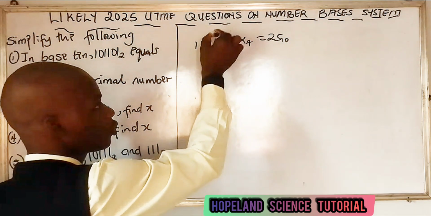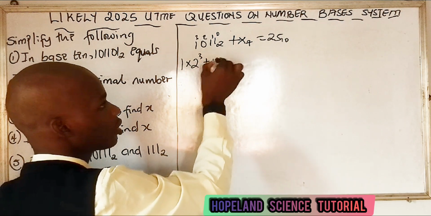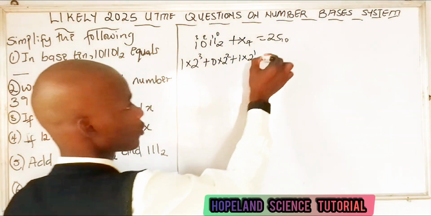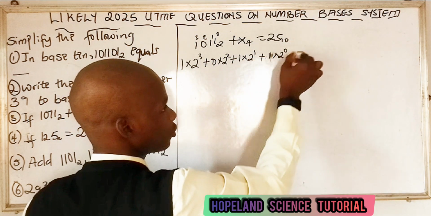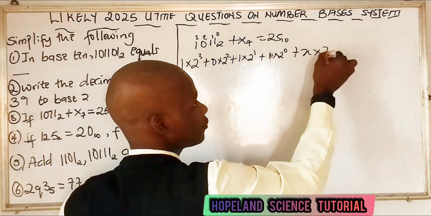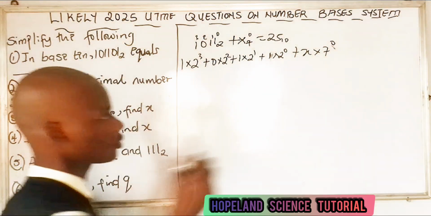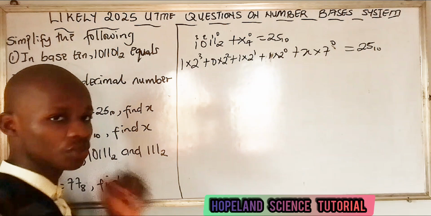We have, remember 0, 1, 2, 3, right? We have 1 times 2 raised to power 3 plus 0 times 2 raised to power 2 plus 1 times 2 raised to power 1 plus 1 times 2 raised to power 0. So we are done with this. Now let's come to this one. Plus x times 7 raised to power of what? 0. Remember this is only one digit, so it has power 0, right? Equals what? 25 base 10. It's already in base 10, so no need to convert.